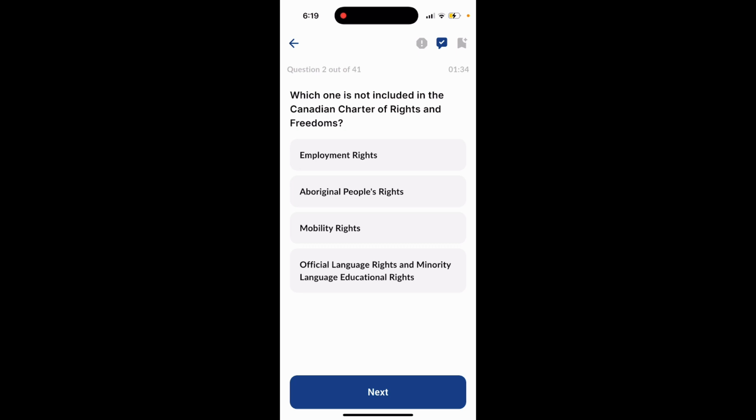Question 2. Which one is not included in the Canadian Charter of Rights and Freedoms? Employment rights, Aboriginal peoples' rights, mobility rights, official language rights, and minority language educational rights. The answer is option 1, employment rights.